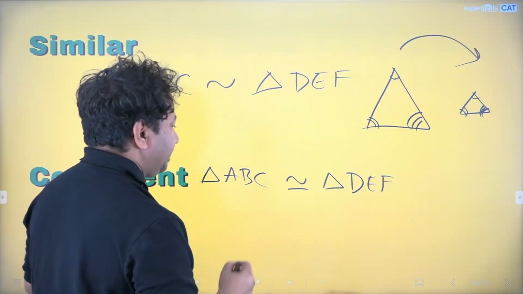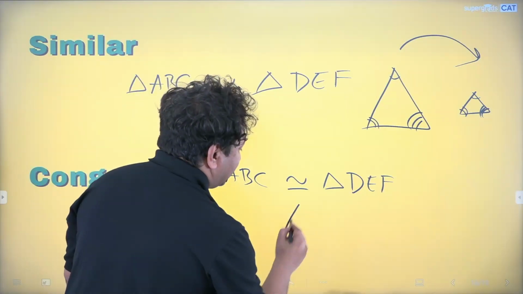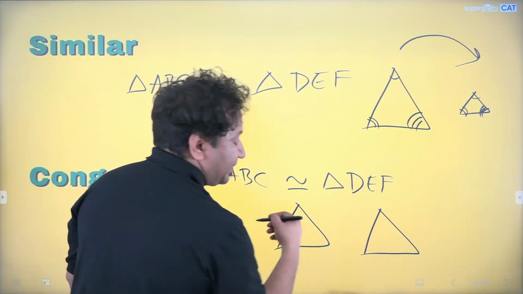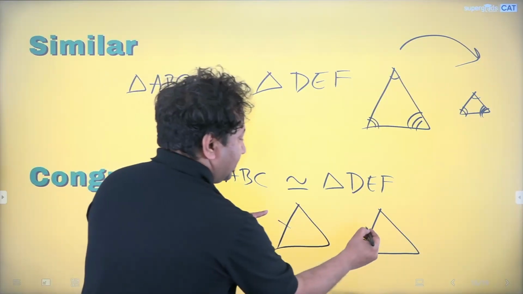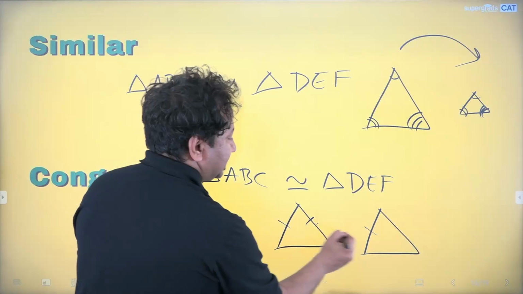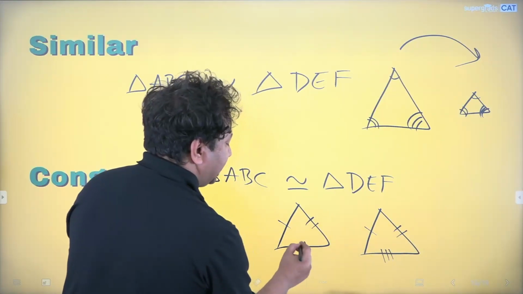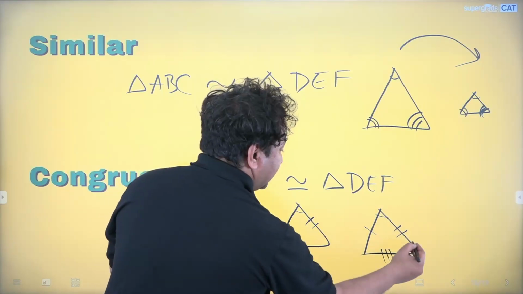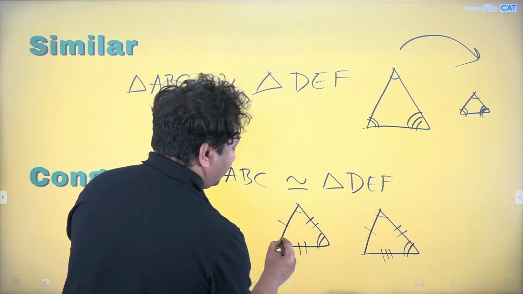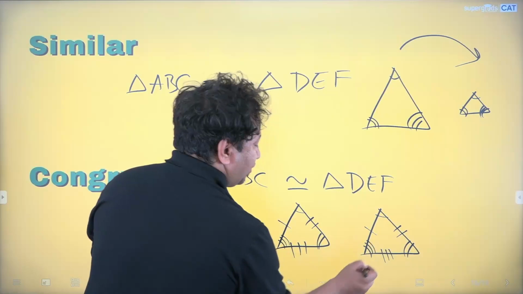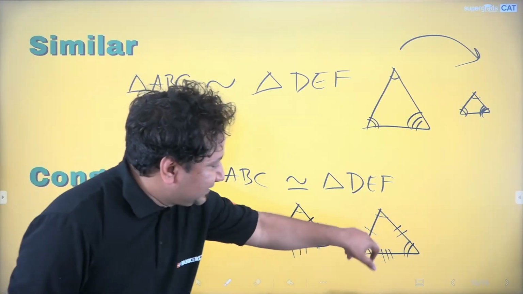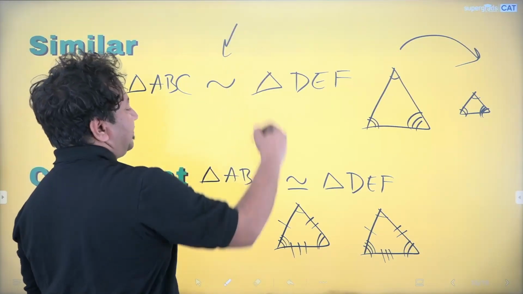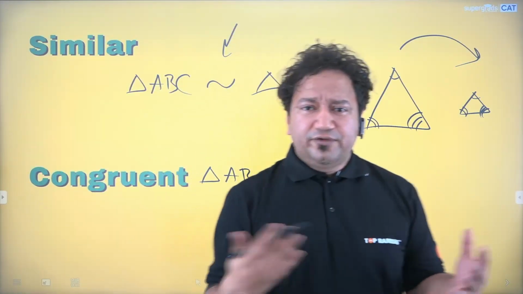And congruent triangles will look exactly the same. Their angles will be the same, and the lengths will be the same. To represent equal lengths, this is how we do it: put one line on these two sides, two lines here, three lines here. This means the sides are the same and the angles will also be the same. So it becomes congruent. Now I have shown you how to represent these lines and angles geometrically, and the symbols we use to represent similar and congruent figures.